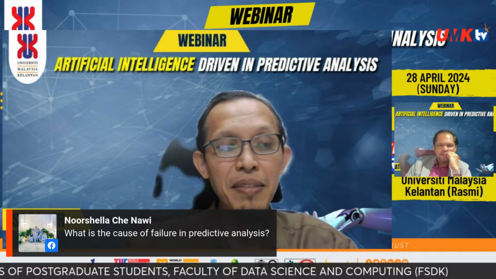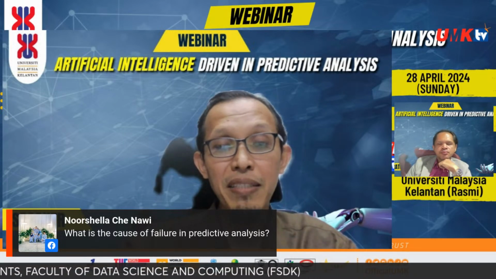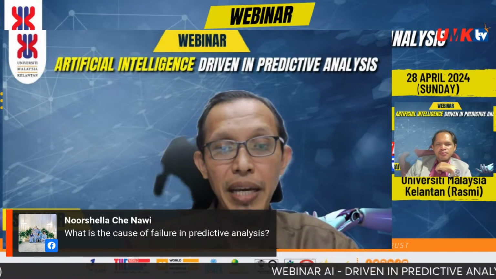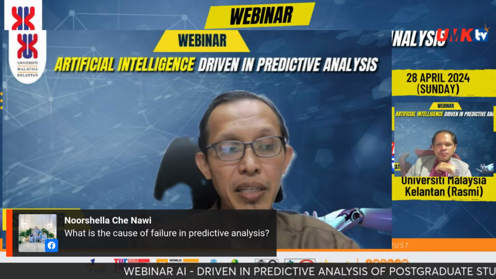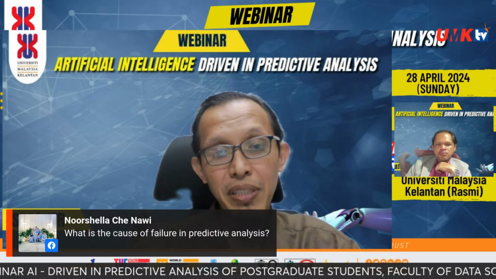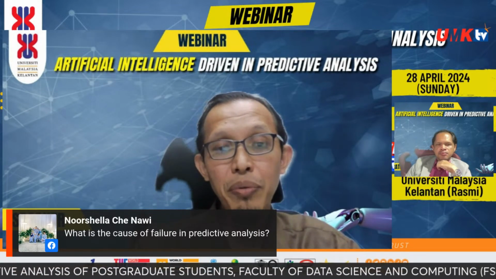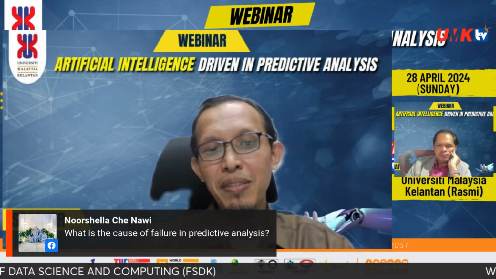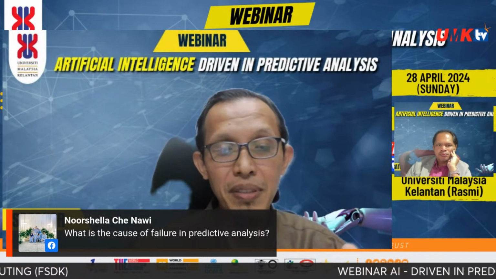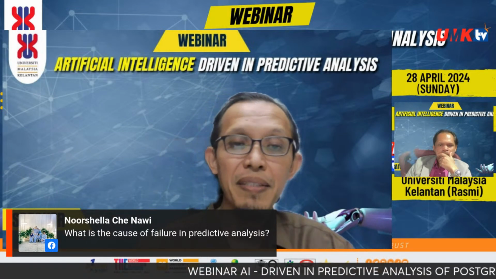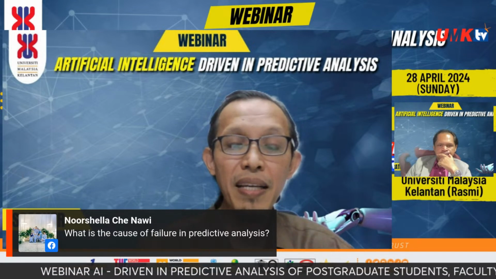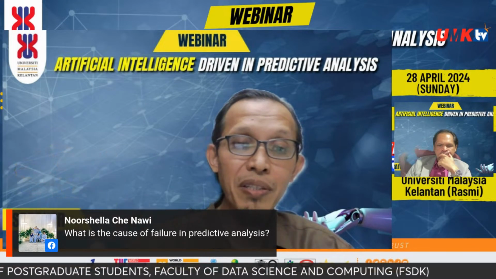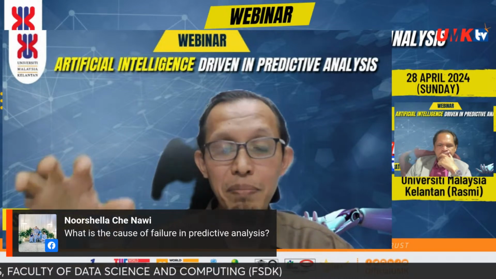So this is one common reason why you get errors or lack of accuracy when you do predictive analysis. And you can have other causes of failures like overfitting. Overfitting can happen when you have a too complex model implemented on just a small size of data. In that case, instead of learning about the data, because the model is too complex, it is memorizing the data.